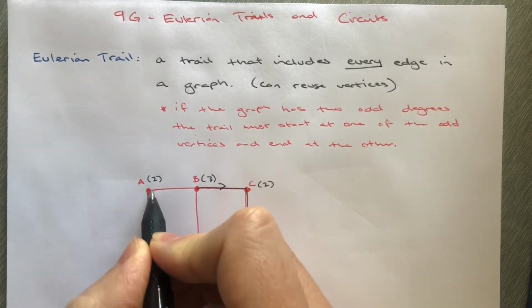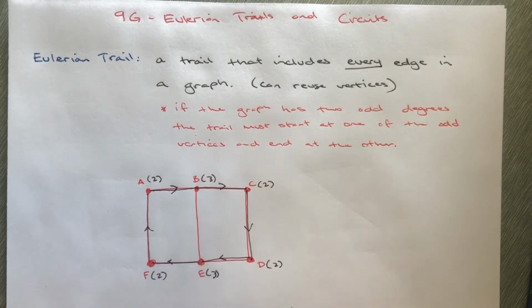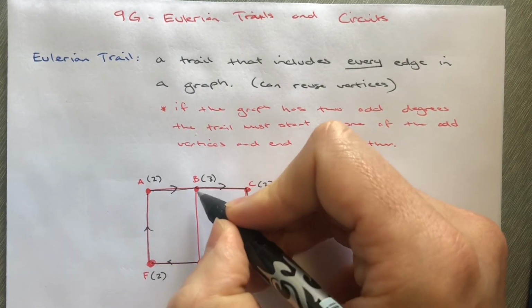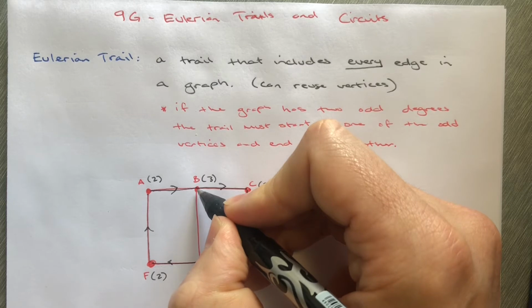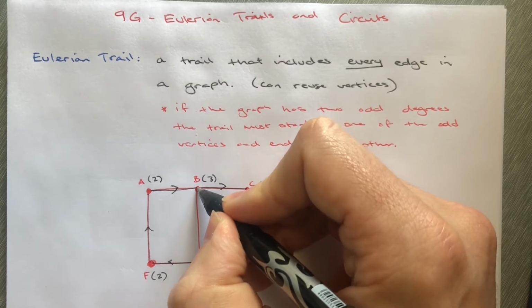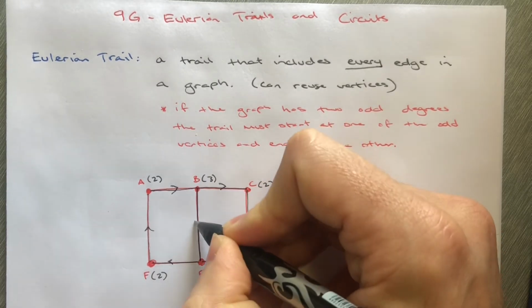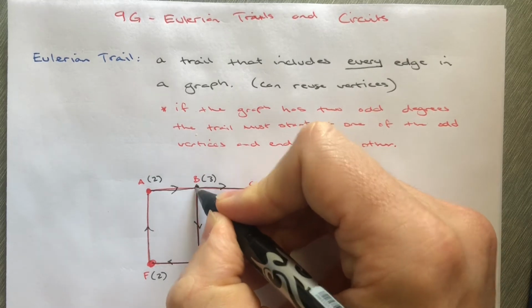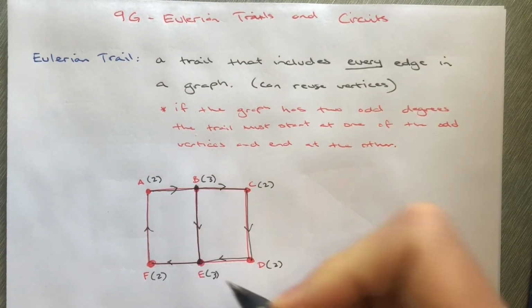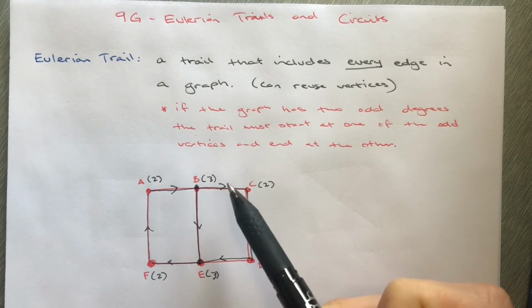All right, so I've done a little bit of a lap here, but I haven't touched one of the edges, which is this one here. Now, I'm back to this vertex, which I've used before, but that's okay, because you're allowed to reuse vertices, and we'll finish off here. So we started here, and we finished here. So this one works. This one does have a Eulerian trail.